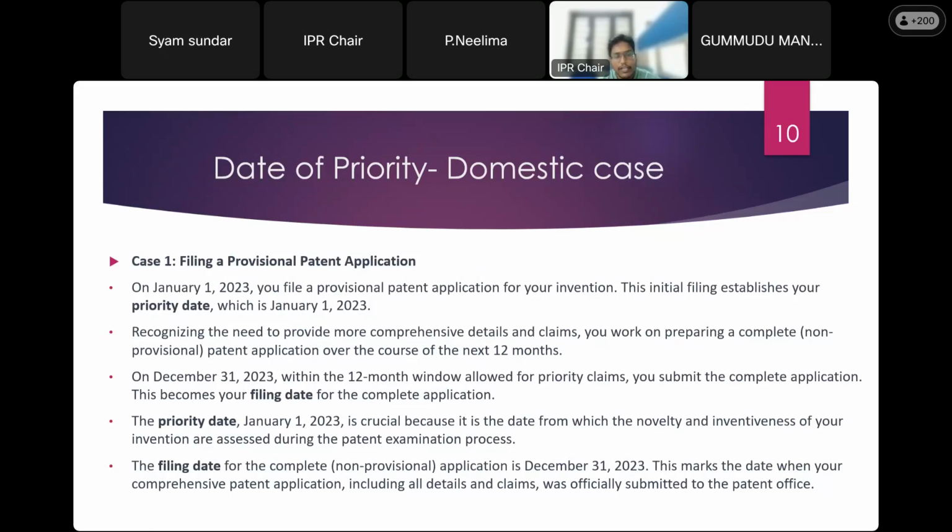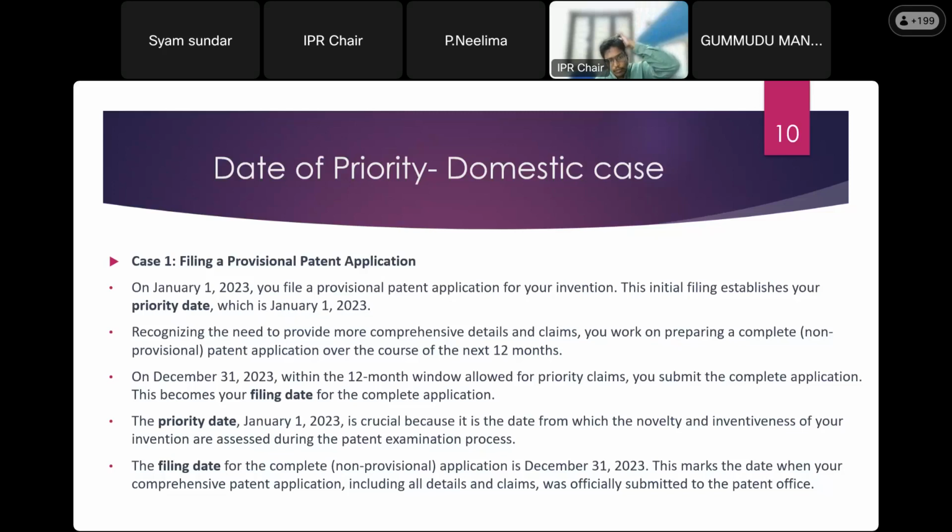Recognizing the need to provide more comprehensive details and claims, you work on preparing a complete patent application over the course of the next 12 months, because you have not come up with the complete invention. In that case, you have 12 months of time in which you can come up with the complete invention. So within 12 months of the priority date, you need to file a complete specification. For example, on December 31st, 2023, within the 12 month window allowed for priority claims, you submit the complete application. This becomes your filing date for the complete specification.